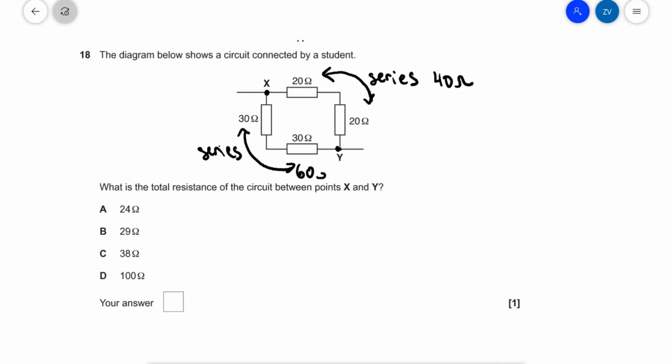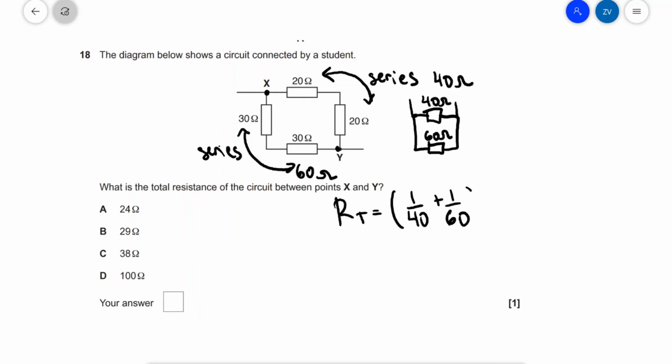So this is actually equivalent to a circuit in which we have a parallel branch between two resistors, one which is 40, another one which is 60. So the overall resistance is going to be equal to 1 over 40 plus 1 over 60, raised to a power of minus 1. If we put that into a calculator, we're going to get 24 ohms.